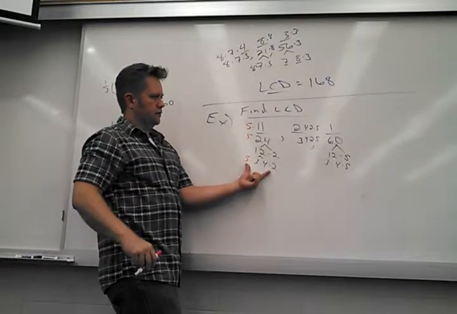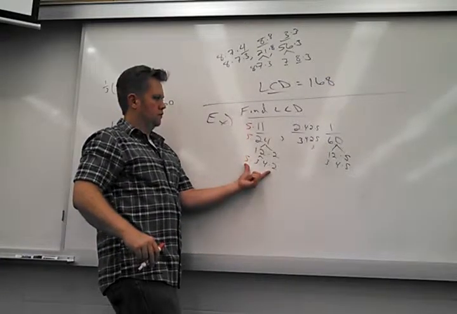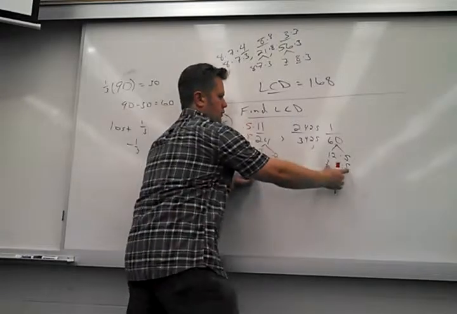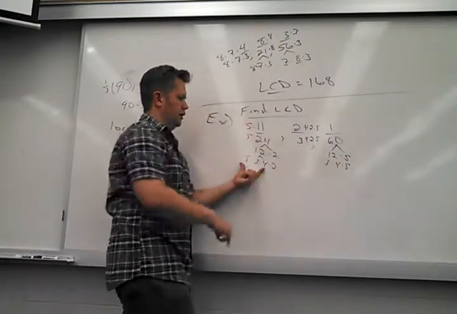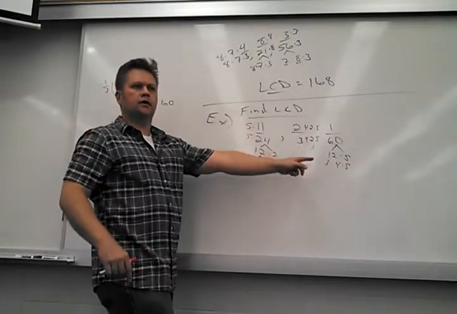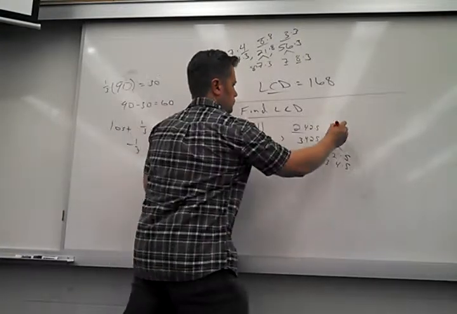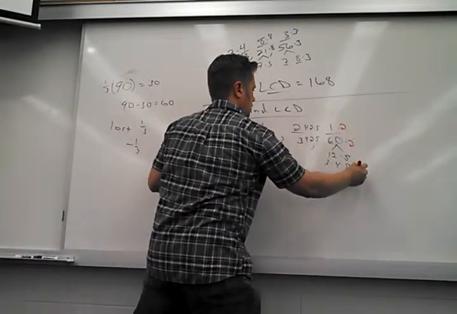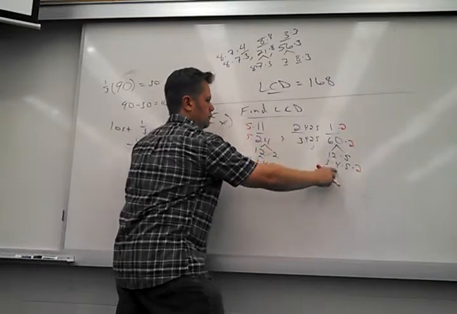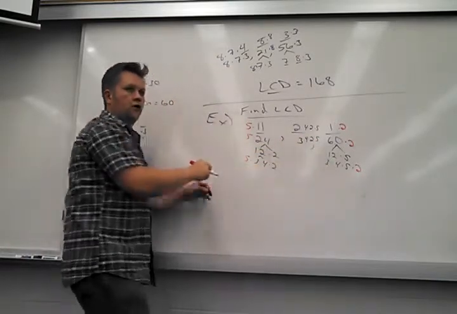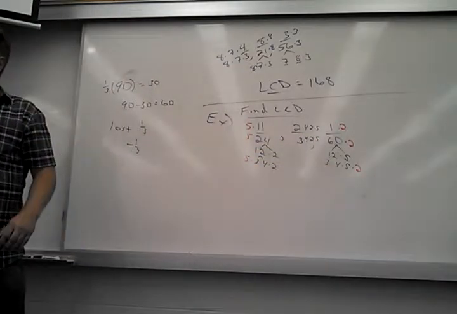Does he need anything else? So now he's got a 5, 3, and a 4 like that guy does. He's already got a 3 there. What's the last guy missing then? 2. So now everybody's got 3, 4, 5, 2. They all have the same bottom.